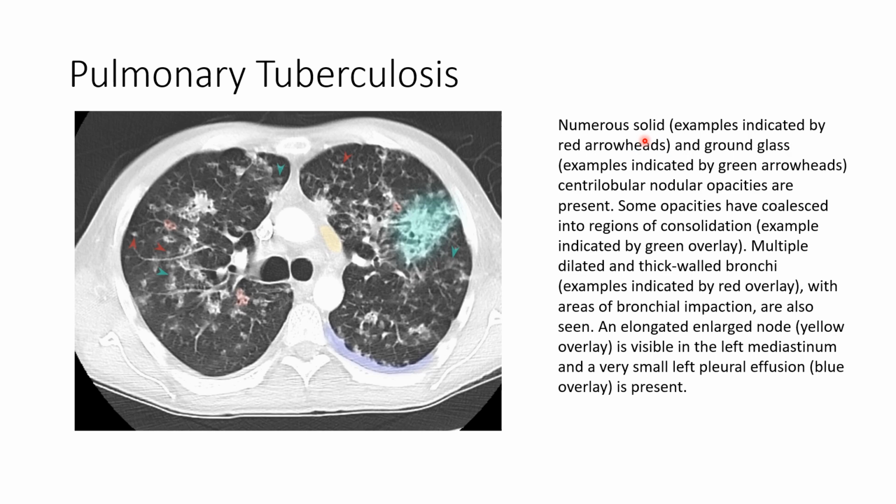Numerous solid examples indicated by red arrows and ground glass examples indicated by green arrowheads, centrilobular nodular opacities are present. Some opacities have coalesced into regions of consolidation, example indicated by green overlay. Multiple dilated and thick-walled bronchi, examples indicated by red overlay, with areas of bronchial impaction are also seen. An elongated, enlarged node, yellow overlay, is visible in the left mediastinum and a very small left pleural effusion, blue overlay, is present.